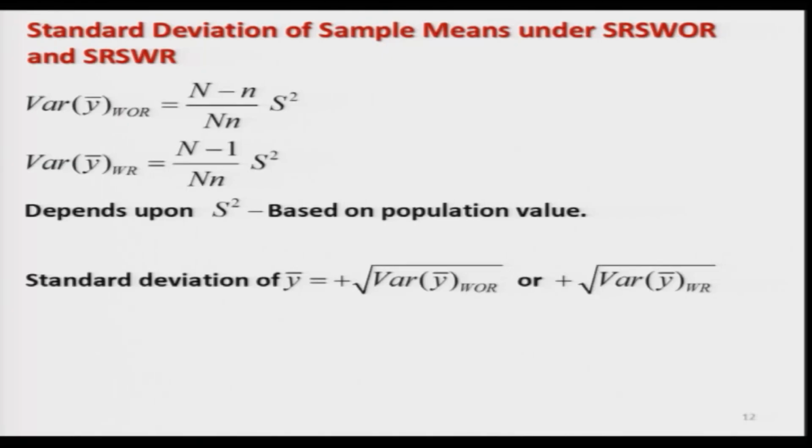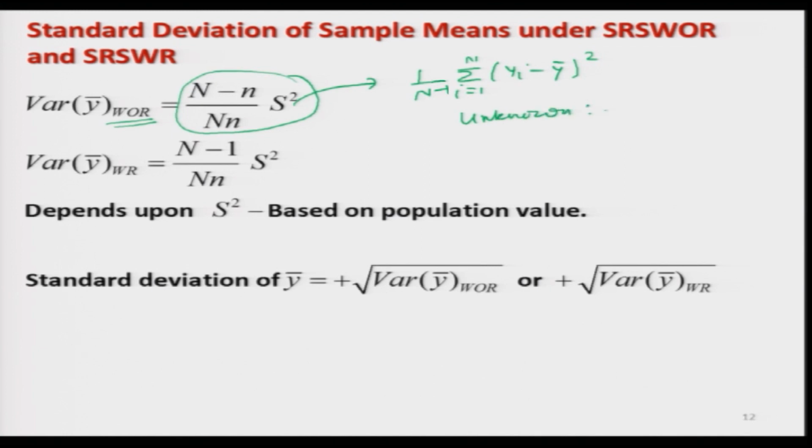In case you look at the variance of y bar under the case of WOR, it was defined as capital N minus small n divided by capital N into small n, into capital S square. So capital S square is going to be 1 over capital N minus 1, summation i goes from 1 to capital N, (yi minus capital Y bar) whole square. And now you know that this is unknown to us. That's a population value, unknown, because this is a population value.